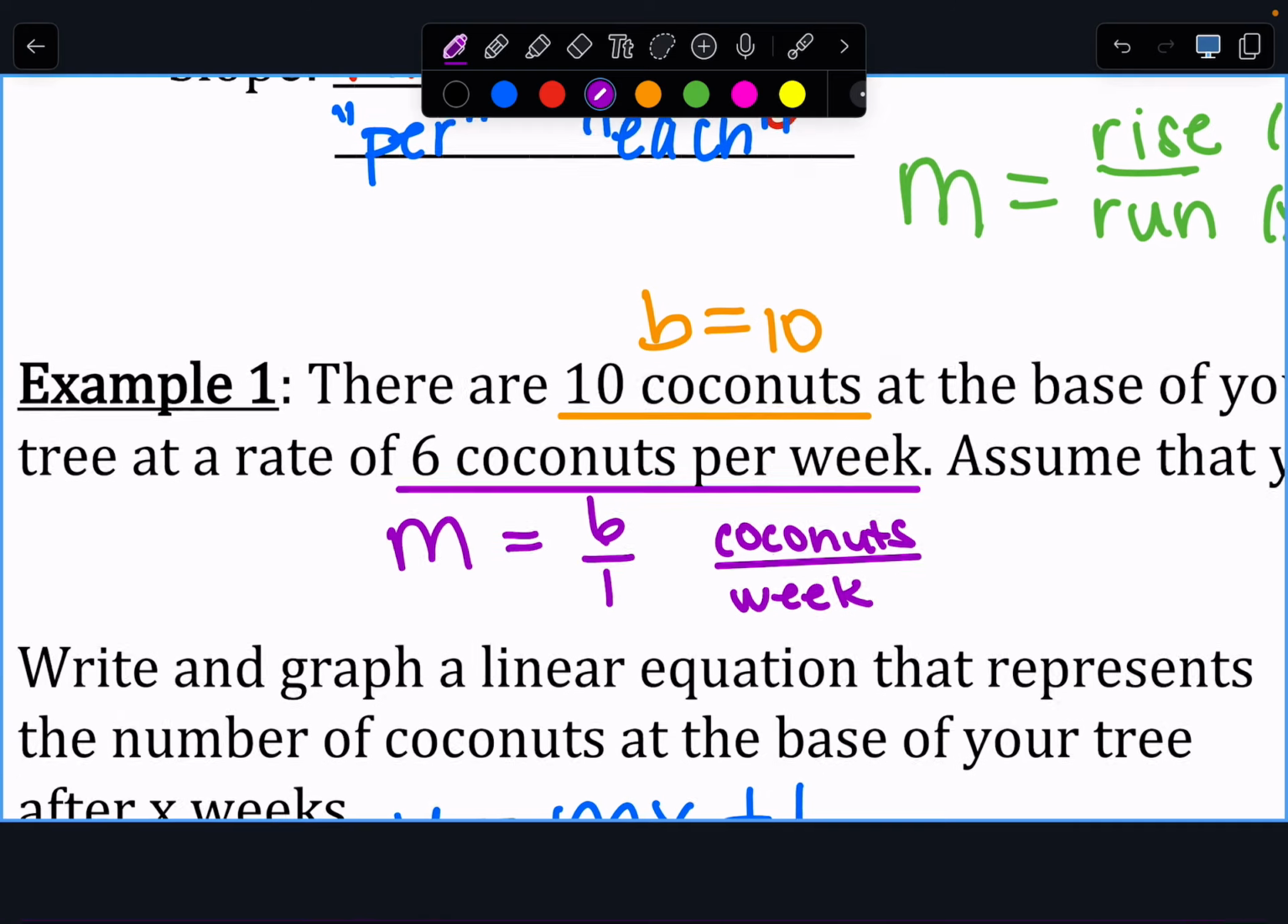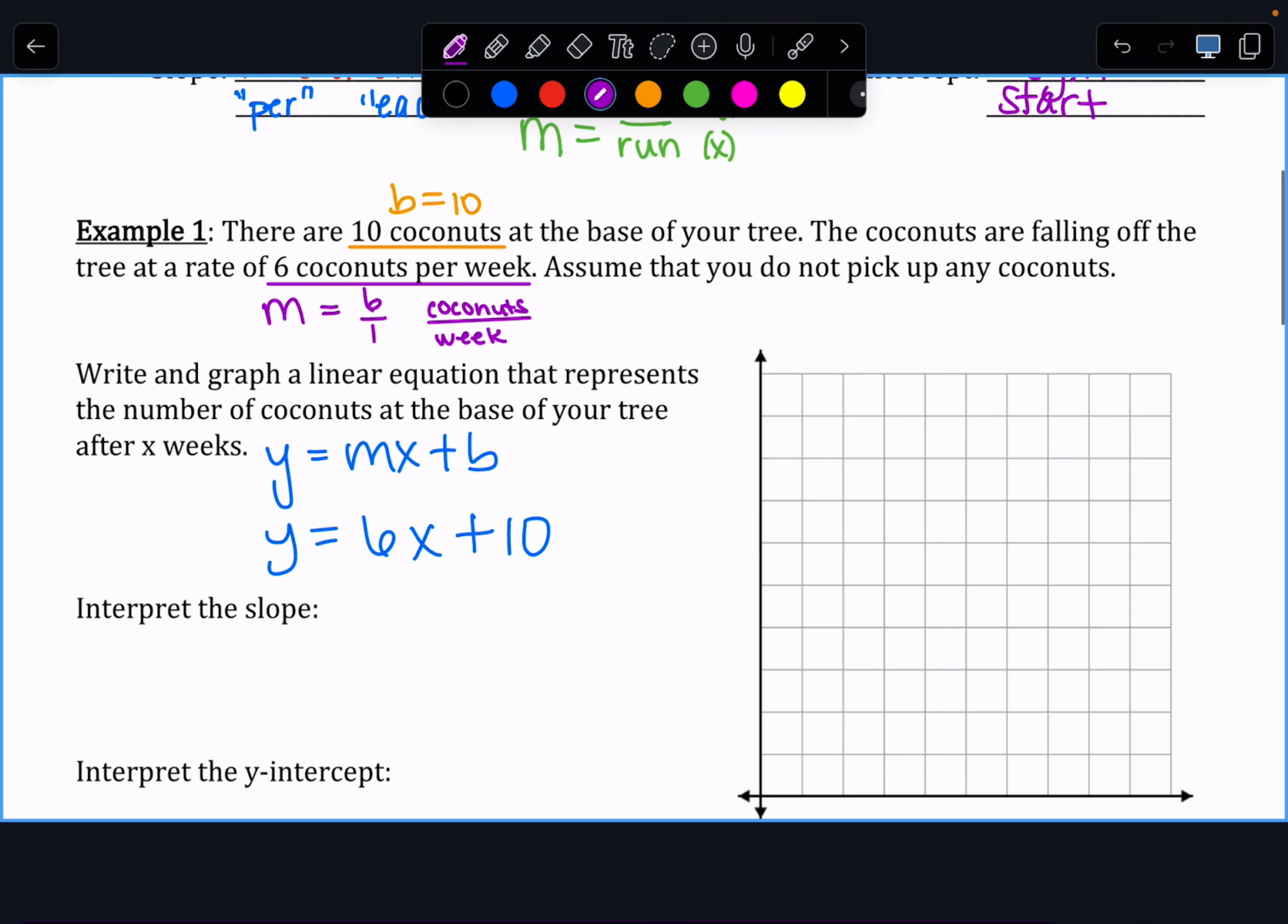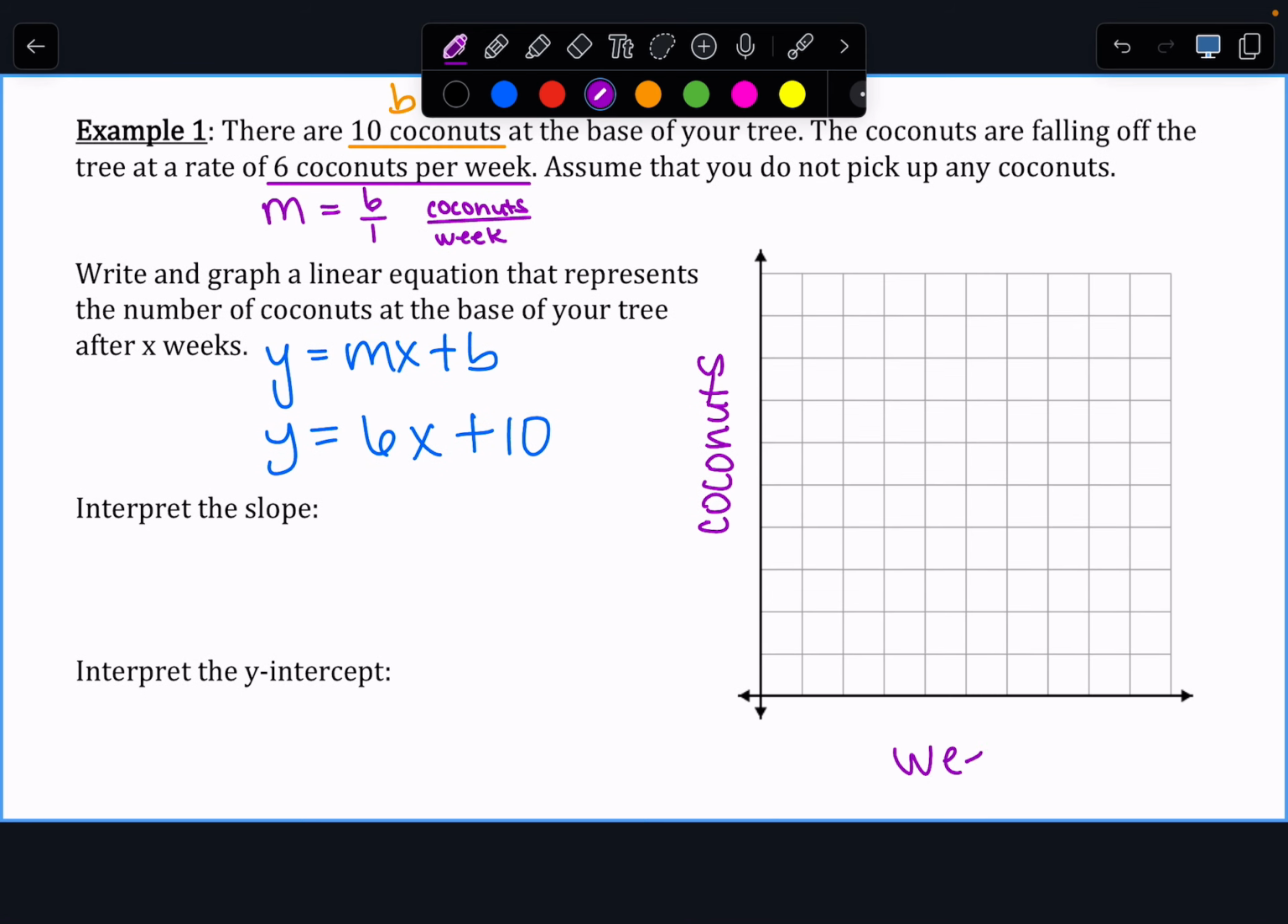Okay? So if our slope is rise over run, and our slope is coconuts per week, which one is the rise? Coconuts or weeks? Oh, coconuts is our rise. And our run is weeks. So I need to make sure that my rise over run matches up with coconuts per week.